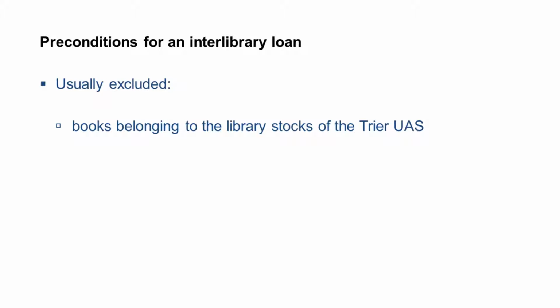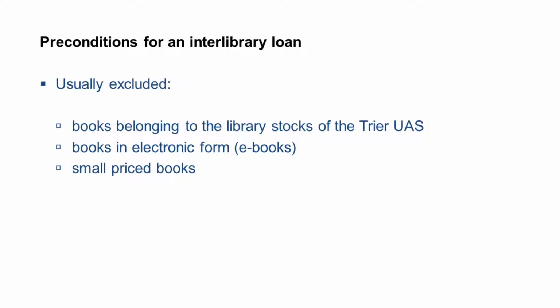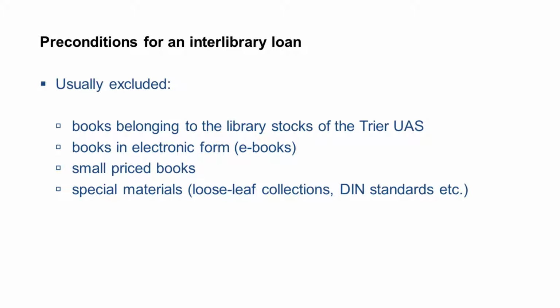Finally, some additional information. It is not always possible to carry out an interlibrary loan. Excluded are basically books belonging to the stocks of the libraries of the Trier University of Applied Sciences, books in an electronic form, shortly e-books, books that can be bought for a small price via the book trade, as well as special media, for example folders, DIN standards, or university theses.